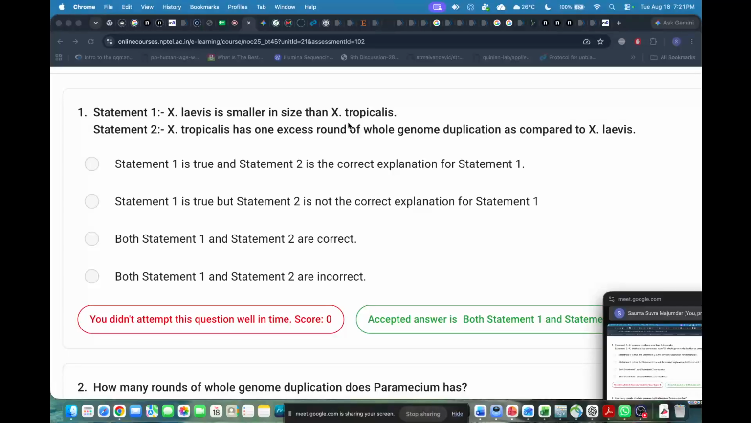My accepted answer would be that statement one is true, but statement two is not the correct explanation for statement one. The second species has a whole genome duplication compared to the first one, but that does not necessarily mean that the second species will be bigger in size. The size of the animal does not matter here. So I am not agreeing with the answer that is given here. That is why I have not put this question in the set that we were discussing, but I still wanted to mention this question and discuss it with you.